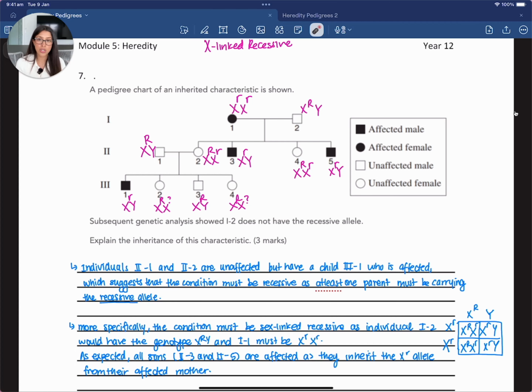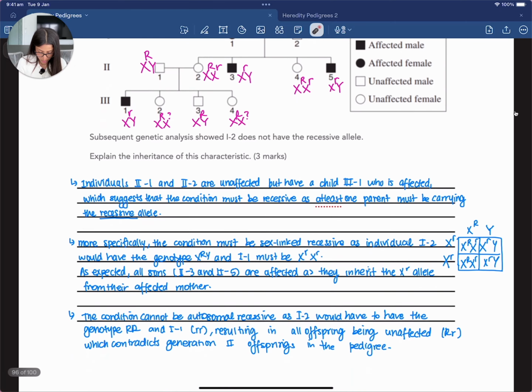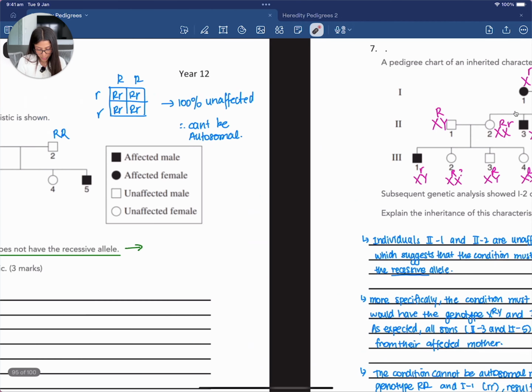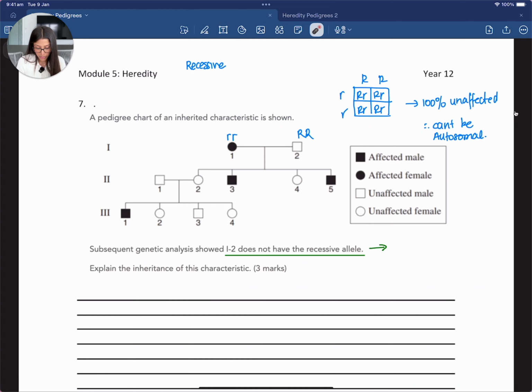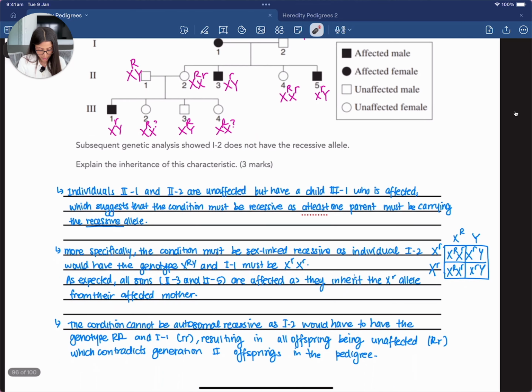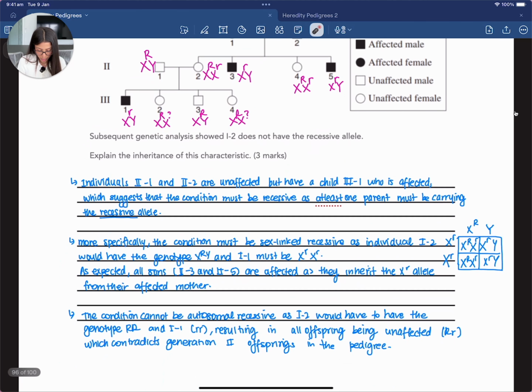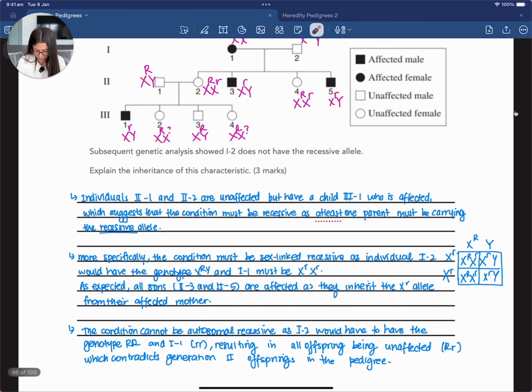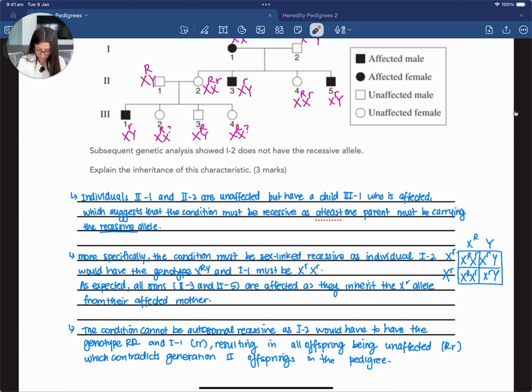Now this explanation would be sufficient, but if you wanted to add anything else, you could also then argue that the condition can't be autosomal recessive, because as we looked at in the previous case here, it would mean that all of the offspring should be unaffected, which isn't true. So if I wanted to talk about that, I could explain it in this sense. So the condition can't be autosomal recessive, as the individual here would have to have the homozygous dominant genotype, and the mother would be homozygous recessive, resulting in all offspring being unaffected. And this contradicts the generation 2 offspring in the pedigree.